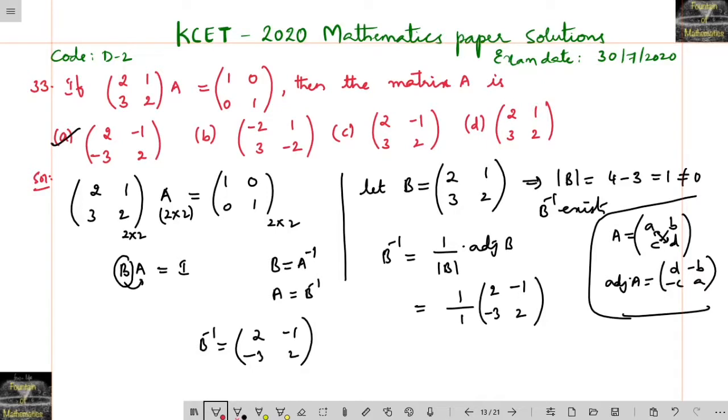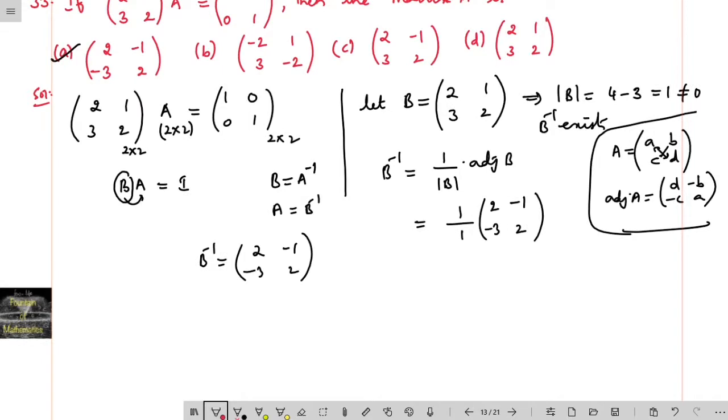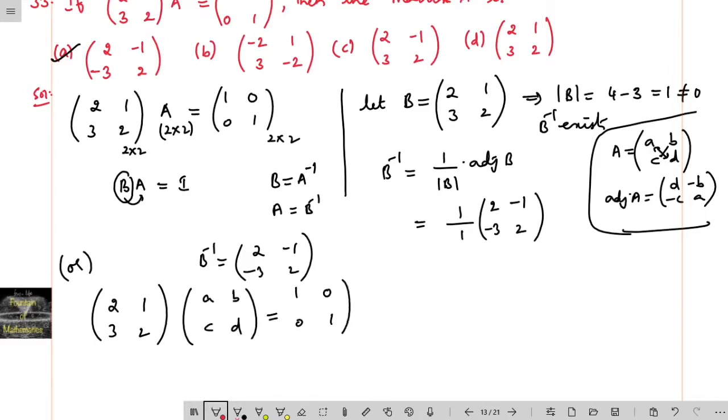And this problem we can also solve another way. Suppose you are confused with this inverse, we can also go with the normal method by taking [2, 1; 3, 2] into A. This is the alternate method. Since A is a 2 by 2 matrix, let me take [a, b; c, d] is equal to [1, 0; 0, 1]. Just by normal multiplication we can write 2 into a plus c, and this is 2b plus d, and here we can write 3a plus 2c, and here we can write 3b plus 2d, which equals [1, 0; 0, 1].